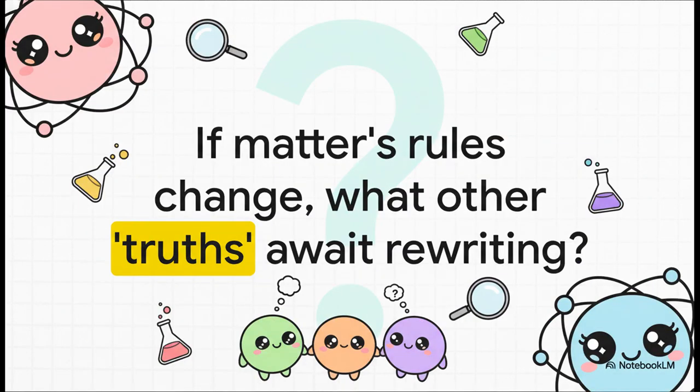And this is just a perfect reminder that a rule that seems absolute in our world can completely fall apart in another. It all just depends on your perspective. Which, of course, leads to one last pretty mind-bending question. If the fundamental rules of matter itself can change, what other truths that we take for granted are just sitting there, waiting for us to look at them from a new angle?